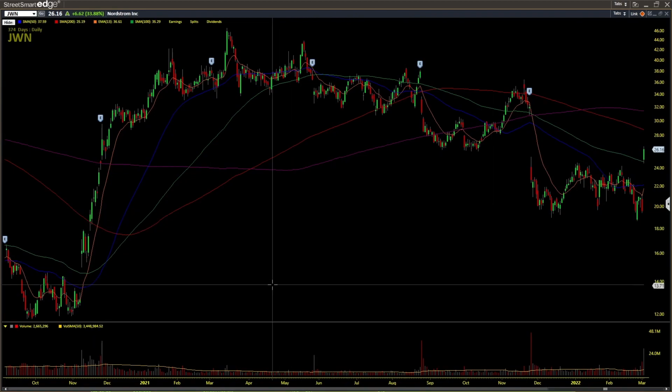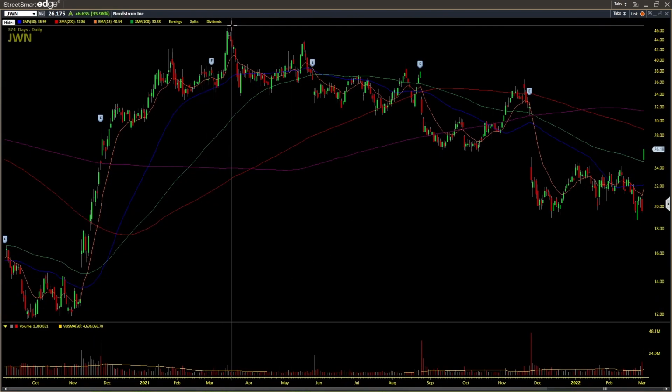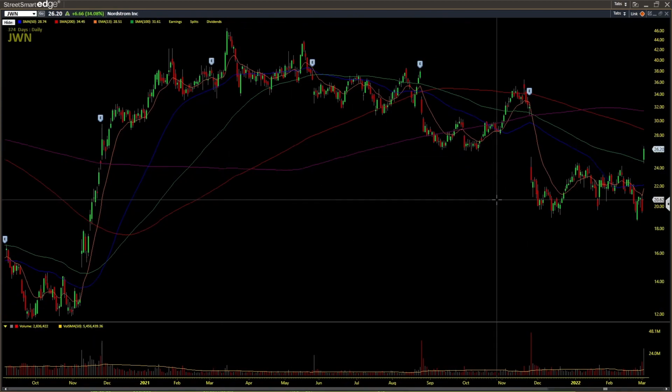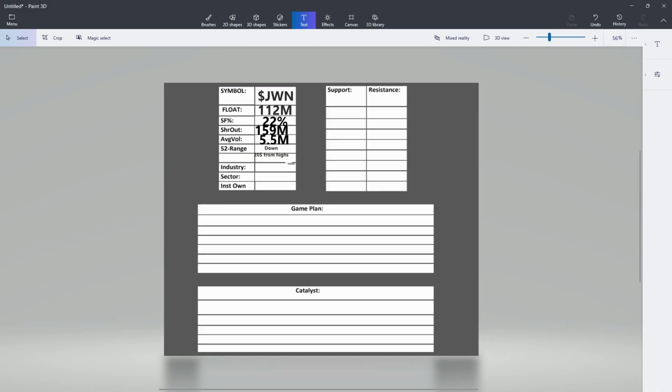So we're in March. We're going to go back to last March. From 46, it's down to 19. So 46, we'll put 26. So it's currently down $20 from its highs. Good enough. What industry is it in?